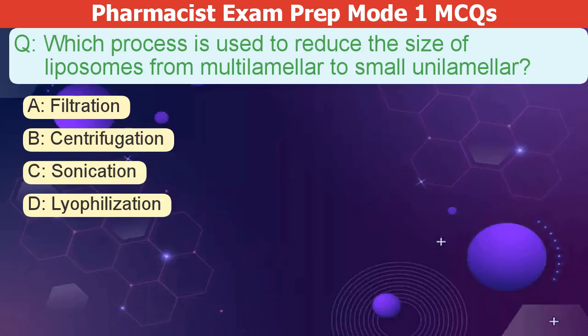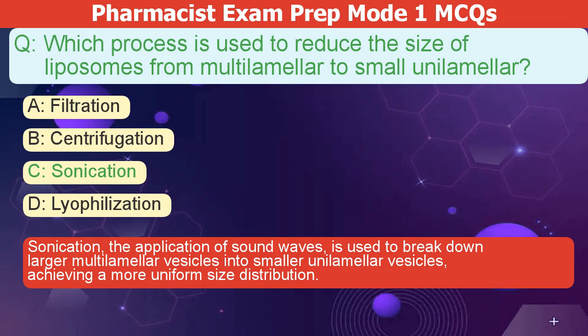Which process is used to reduce the size of liposomes from multilamellar to small unilamellar? A. Filtration. B. Centrifugation. C. Sonication. D. Lyophilization. The correct answer is C. Sonication. The application of sound waves is used to break down larger multilamellar vesicles into smaller unilamellar vesicles, achieving a more uniform size distribution.